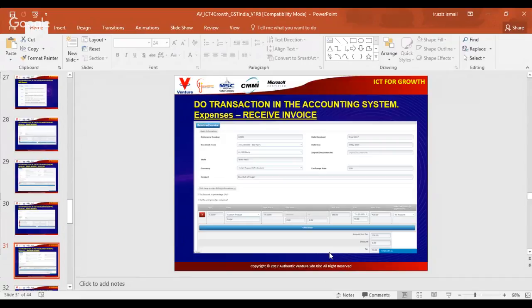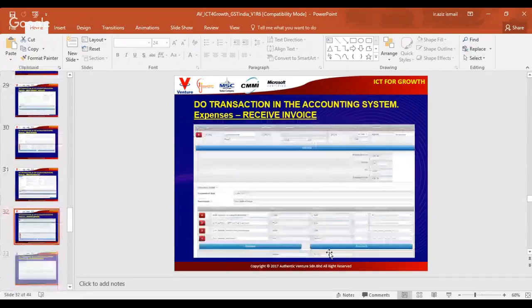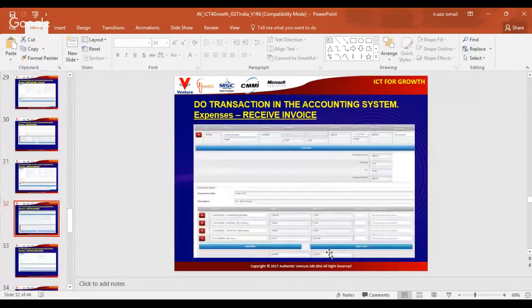And when you purchase things, you are going to go to the expenses module and you go through the process of receive invoice. We are going to go through the system after this with Faiz. And this is the receive invoice. We are going to go through this after this. And you can see that when you receive invoice, you need to do the accounting for it, the debit and credit. But the system will actually do the transaction for you.